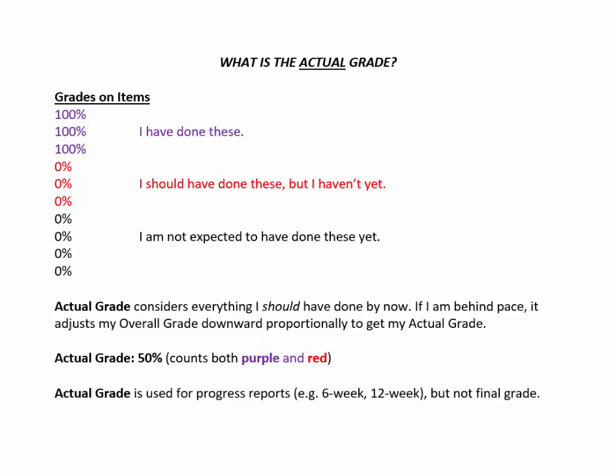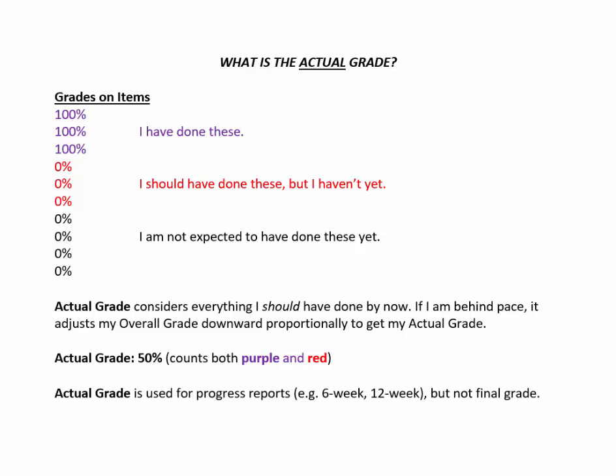That's the actual grade. The actual grade does take pacing into account, but it does so in a way that uses a proportion. I'm going to describe how it really works here, and then the best way of thinking about it that's not quite as accurate, but at the same time is a little easier to get our heads around. So, the actual grade, officially, considers everything that you should have done by now. If you are ahead or on pace, it winds up being the same thing as the overall grade. But if you are behind pace, it adjusts your overall grade downward proportionally to how much you've gotten done to get your actual grade.